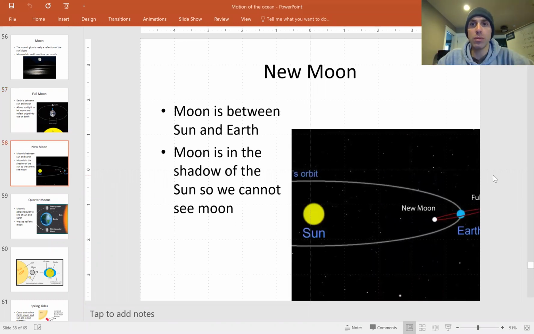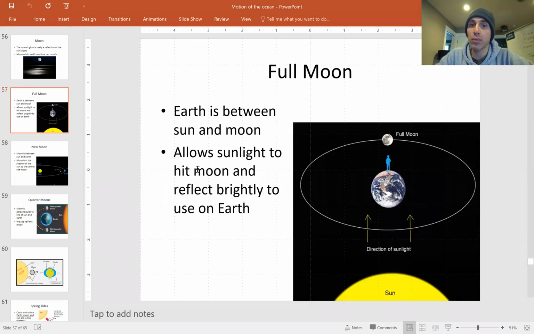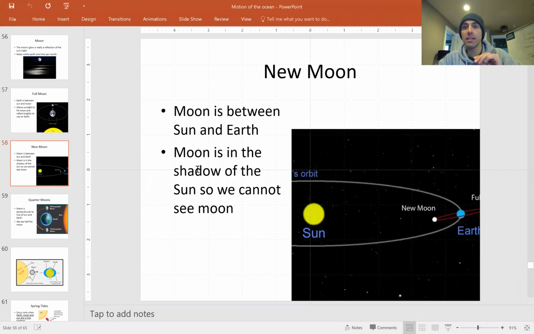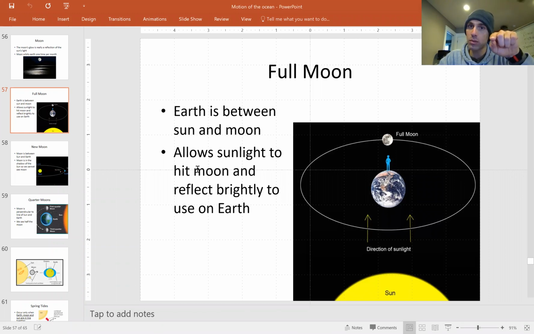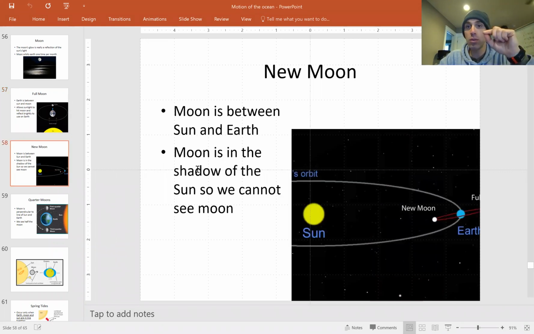A new moon. In this case, the moon is between the sun and the Earth. So on the previous one, the Earth was between the sun and the moon. Now in this case, I want you to look, now the moon is in the middle. Okay, so full moon, Earth is in the middle. New moon, moon is in the middle. Okay, the moon is in between the sun and the Earth. The moon is in the shadow of the sun, so we cannot see the moon.